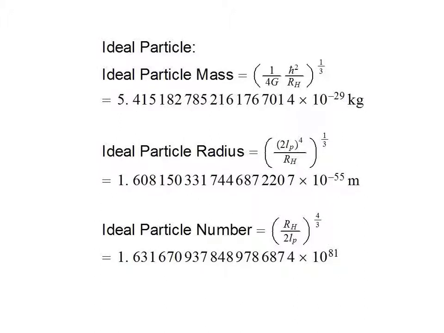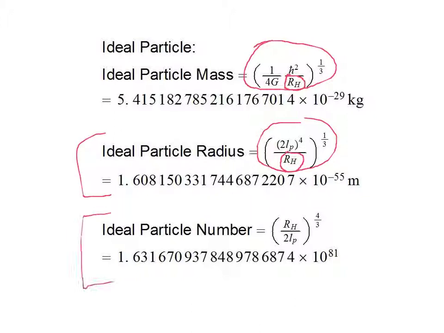We previously reviewed the ideal particle. The ideal particle mass is given by this equation here. And you'll notice that we have this factor here, which is not a constant. R sub h stands for the radius of the hyperverse, meaning that the ideal particle mass changes with expansion. The ideal particle radius, equation given here, also carries the term R sub h, and it also changes with expansion.